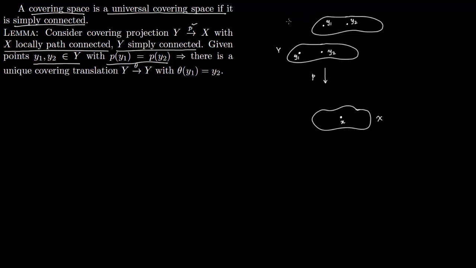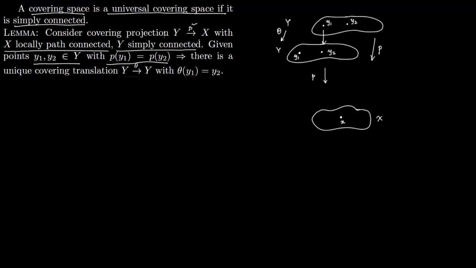So you have another copy of Y and there is a covering translation. You have this map theta here, and you obviously have the projection map P again, because this is just a copy of Y. So the same projection map, such that this diagram would commute. But the property of this theta is that it's going to take y1 to y2. So you have a unique covering translation which will take theta of y1 to y2.